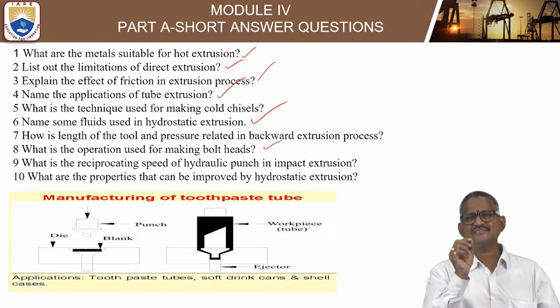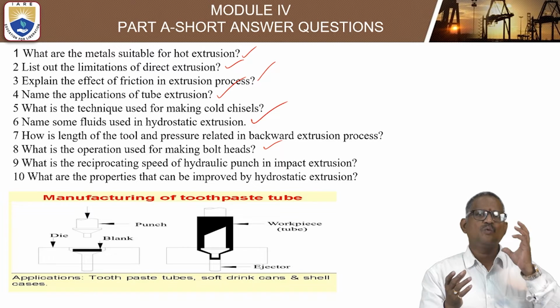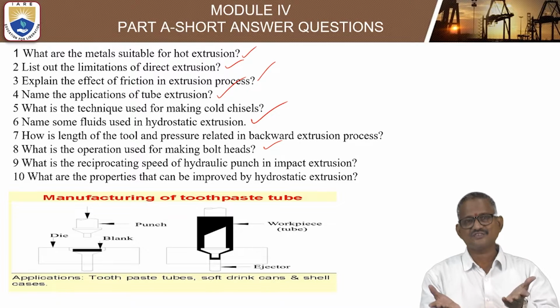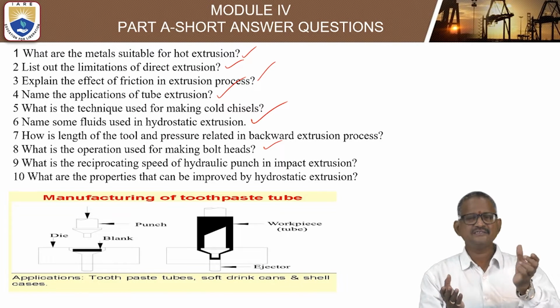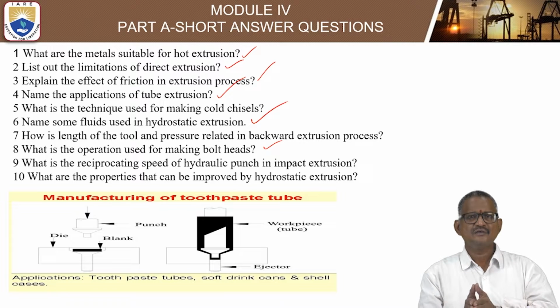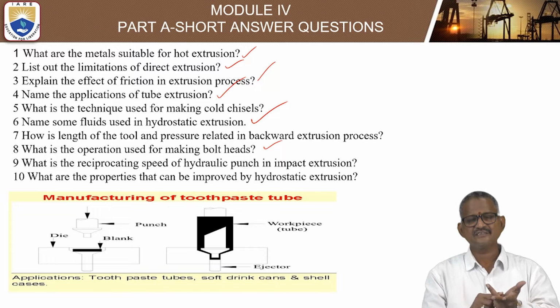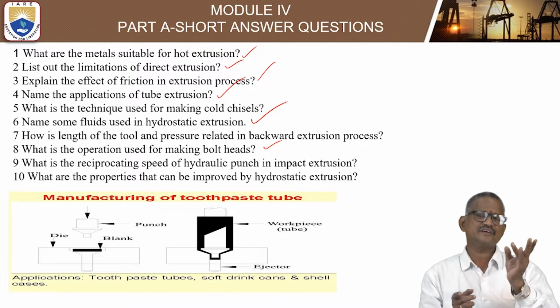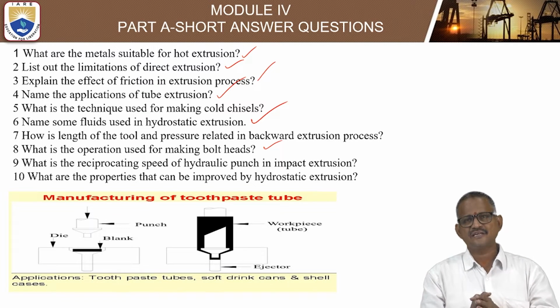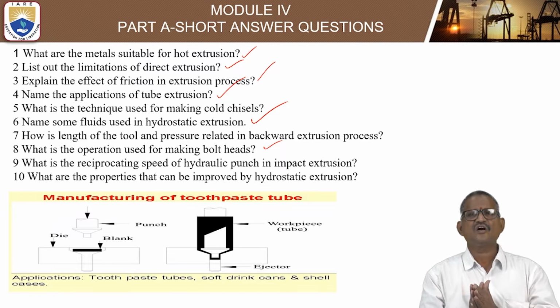Even in this type of question, you can write some technical points up to the mark, that is, what are the metals suitable for hot extrusion. Here it is a 2-mark question. No need to write the definition of hot extrusion again, but only what are the metals suitable for hot extrusion, either ferrous or non-ferrous. Generally, ferrous metals, steels or cast iron, any type of metal is suitable for hot extrusion.